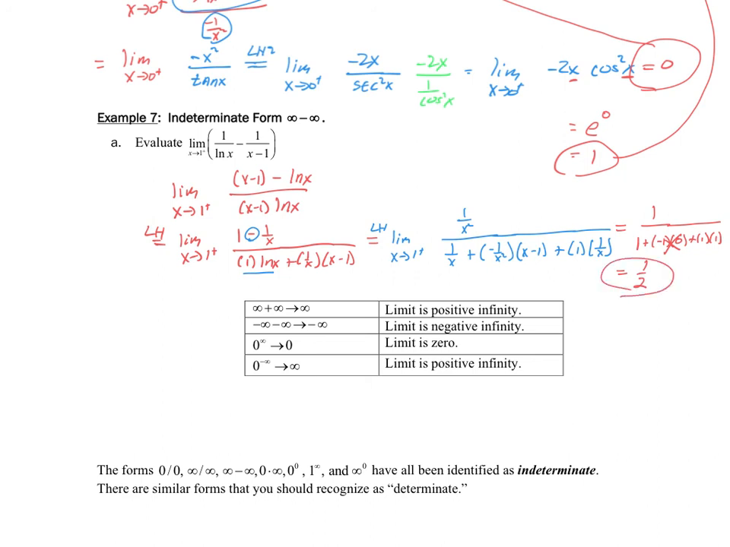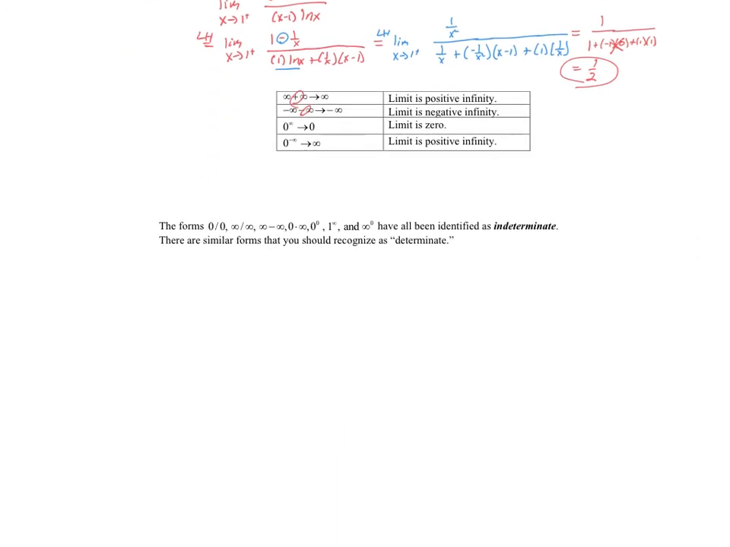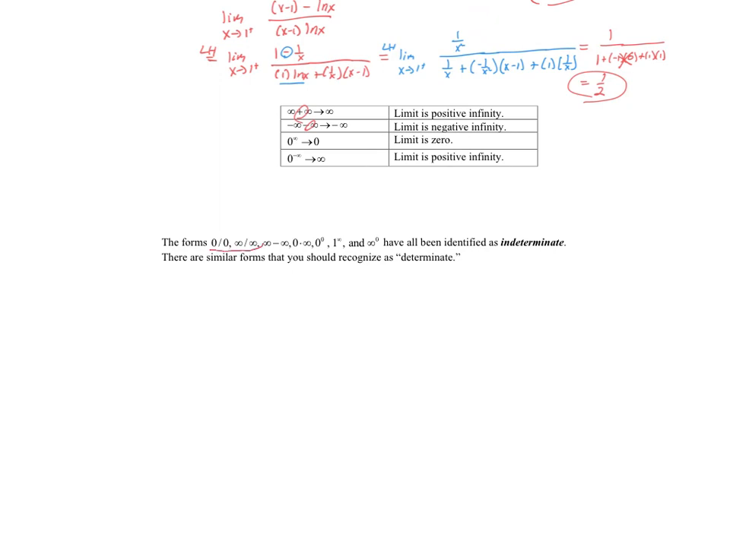Go us. All right, these are just some things with addition and subtraction that are not indeterminate forms, so don't be fooled. And just know your indeterminate forms. The common ones are going to be the 0 over 0 and infinity over infinity.